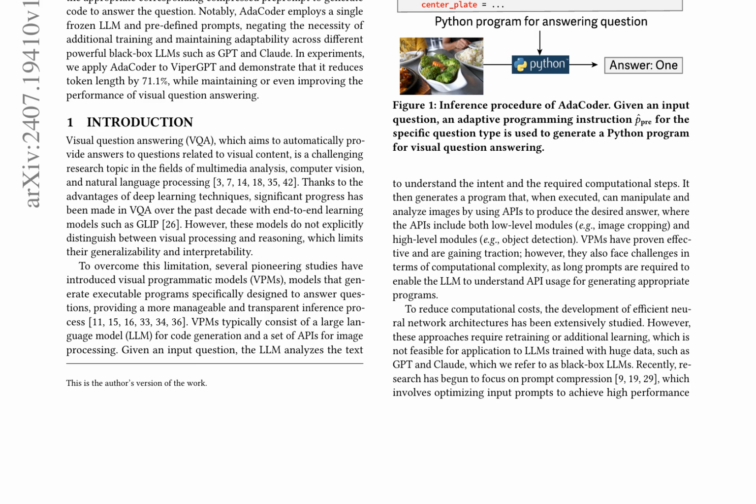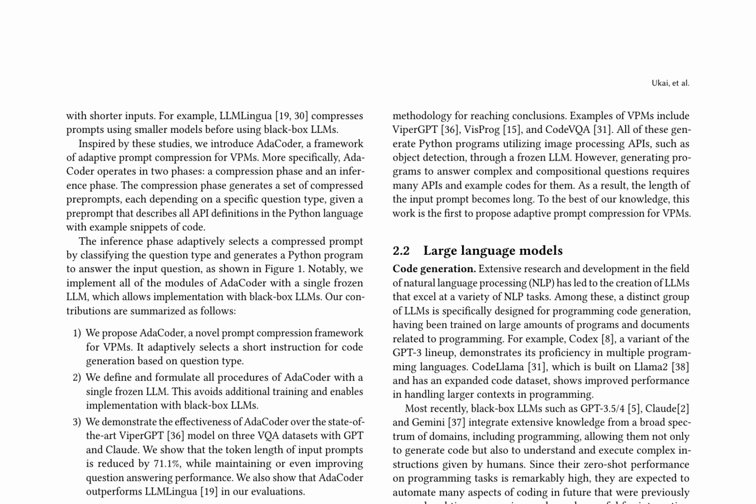Overall, AdaCoder is proposed as a novel solution to address the limitations of VPMs and improve their performance, providing a promising approach to reduce computational costs and improve the efficiency of VPMs. AdaCoder is a novel framework for adaptive prompt compression in visual programmatic models, VPMs, which generate programs to answer questions based on visual input. VPMs often require long input prompts, leading to computational expense.